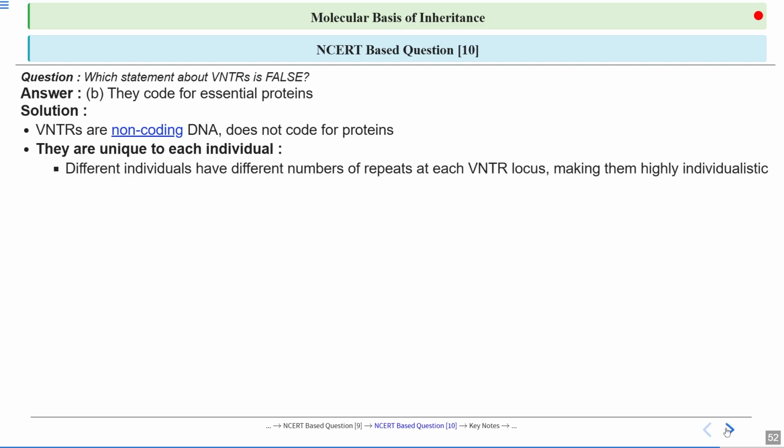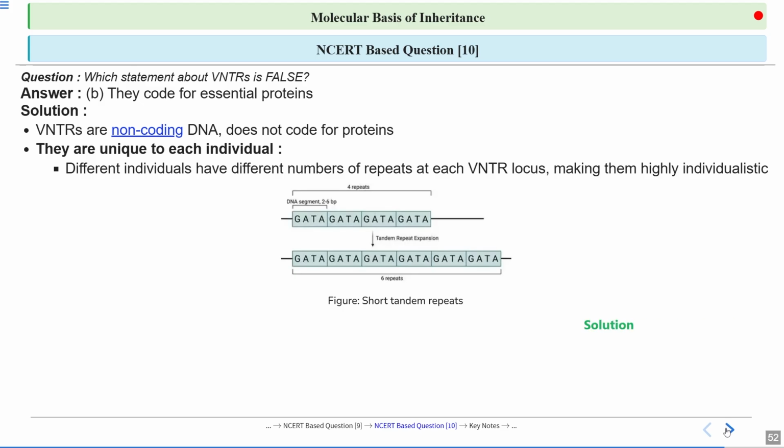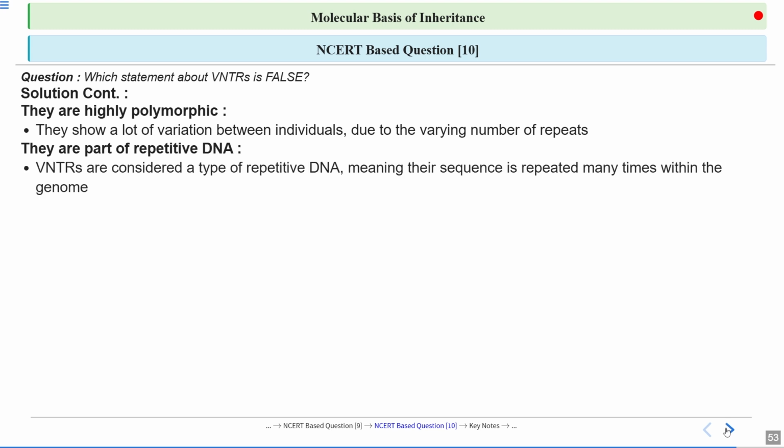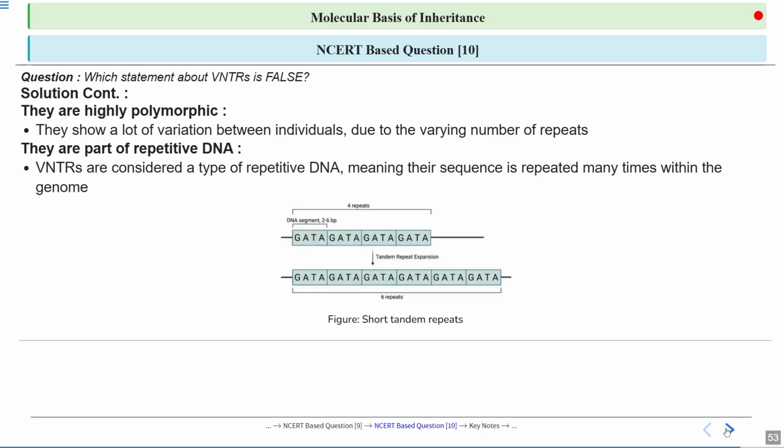They are unique to each individual, meaning different individuals have different numbers of repeats at each VNTR locus, making them highly individualistic. For example, one may have only 4 repeats, while for another it is 6 repeats. They are highly polymorphic. They show a lot of variation between individuals due to the varying number of repeats. They are part of repetitive DNA. VNTRs are considered a type of repetitive DNA, meaning their sequence is repeated many times within the genome.